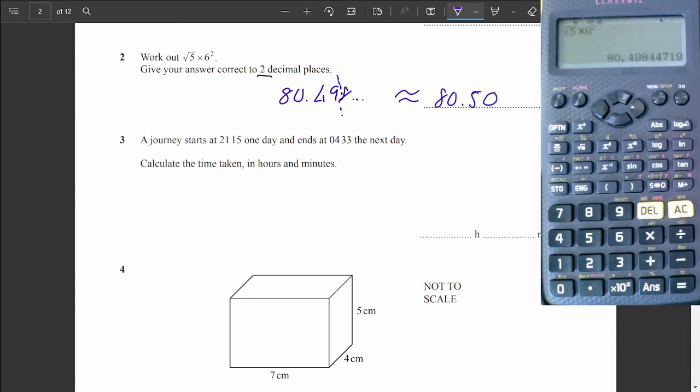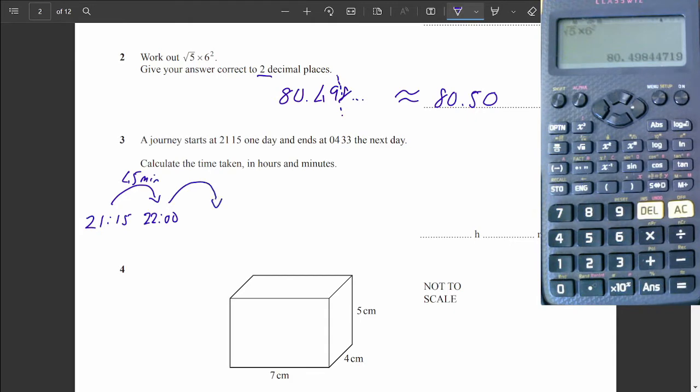Question 3, a journey starts at 9:15 one day and ends at 4:33 the next day. Calculate the time taken in hours and minutes. Best method here is to jump. Okay, let's first jump to the nearest hour. That will be 10 o'clock at night. So that is 45 minutes.